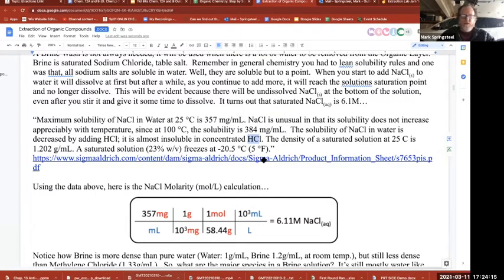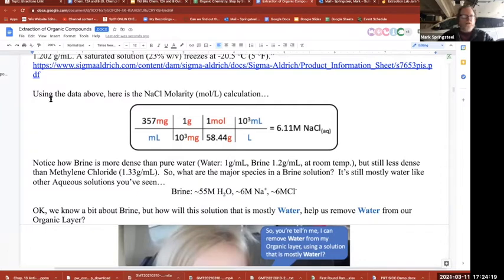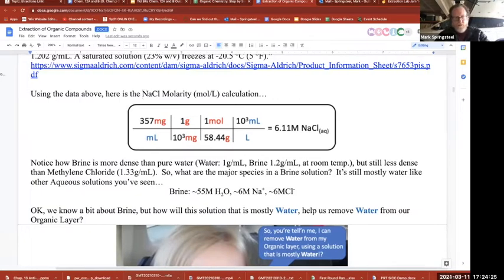All right. So using the data above, here is the molarity of a saturated solution of sodium chloride. So 357 milligrams per milliliter of water when it's saturated, and 1 gram to 1,000 milliliters, and then I'll convert the grams to moles using the molar mass of sodium chloride. So it's about 6 molar, saturated sodium chloride.